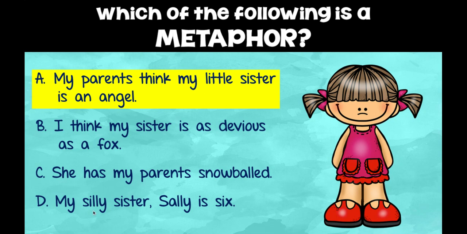And finally, my silly sister Sally is 6. In this case, we are repeating the S sound again and again in this sentence, which means this is an example of alliteration.